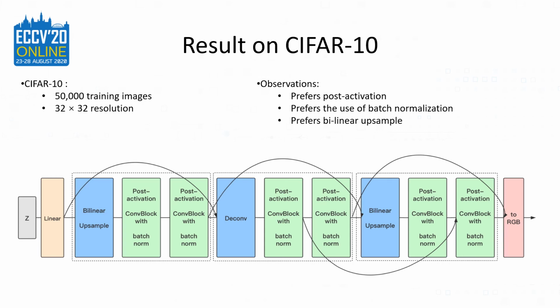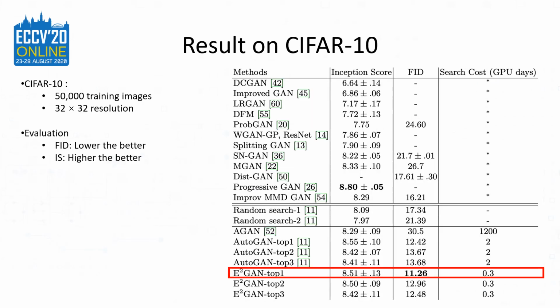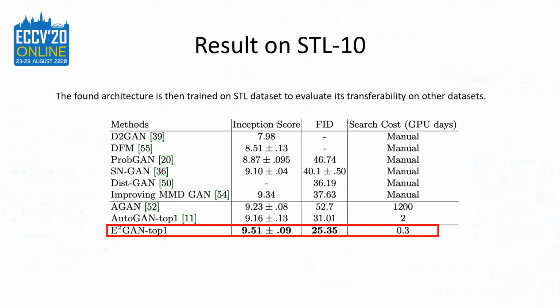We trained the discovered E2GAN from scratch for 500 epochs, and our model achieves a highly competitive FID of 11.26 compared to the published results by AutoGAN and handcrafted GANs. In terms of Inception Score, E2GAN is also highly competitive. We also transferred the discovered architecture to STL-10, and the performance is also significantly better than AutoGAN. And this proves that E2GAN is able to find highly competitive architectures using much shorter time.